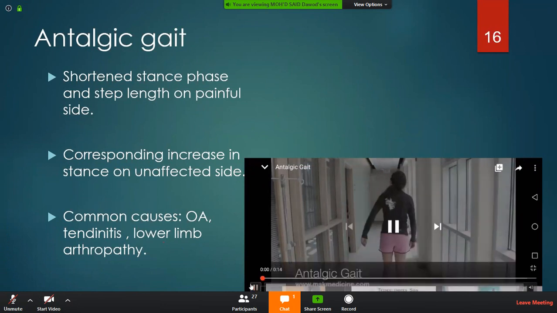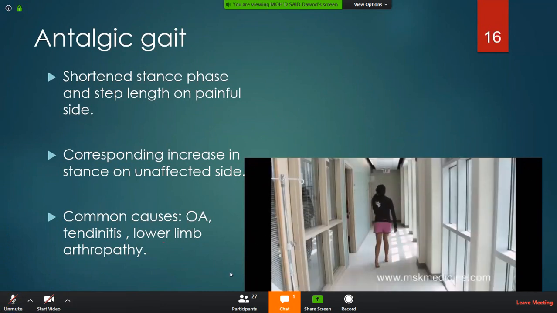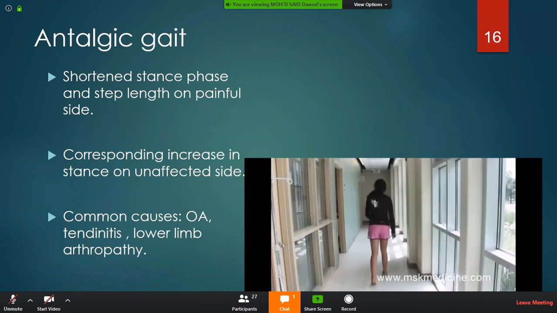An antalgic gait refers to a painful limb. The patient's stance phase will be shortened on the affected side so as to limit the time and extent of weight bearing. Specific posturing depends on the affected area.